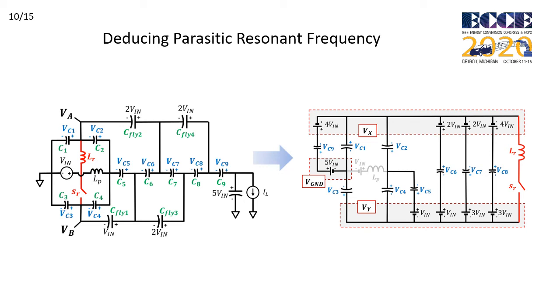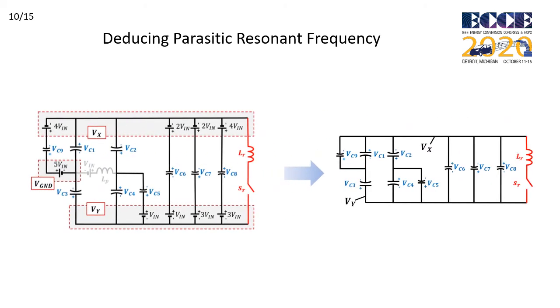From here, we can now easily convert this into an AC model by shorting independent voltage sources, and it then becomes trivial to calculate a subsequent lumped LC resonant tank.